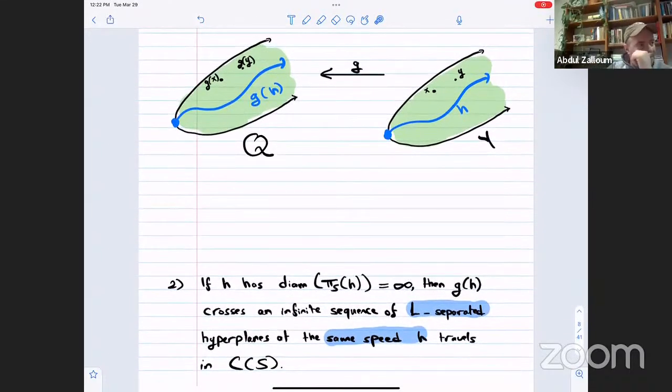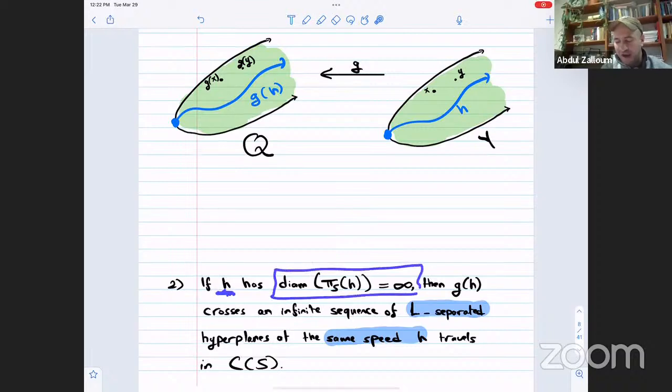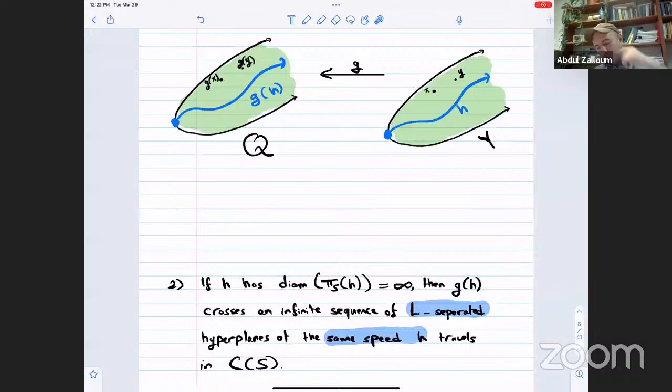Now, the second step again doesn't involve kappa Morseness at all. The second step, or lemma or theorem, says that if you have a median ray H whose projection to the top level curve graph is infinite, so you start with a median ray whose projection to the top level curve graph is infinite, then G of H, the copy in the cube complex, has to cross an infinite sequence of L-separated hyperplanes at the same speed H travels in CS. This is going to take a few minutes to actually parse what's going on. So let's think about it.